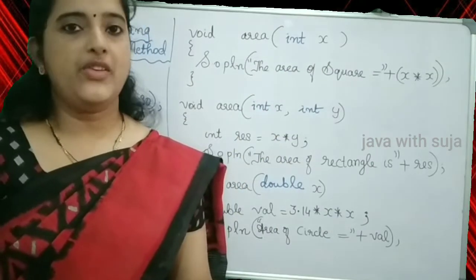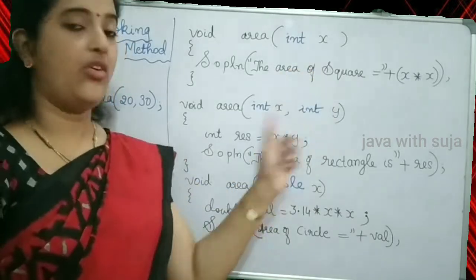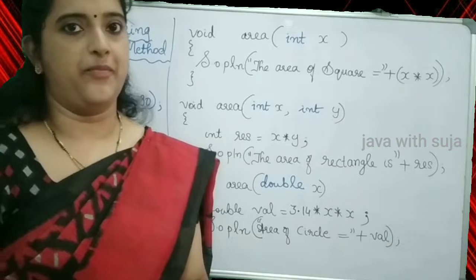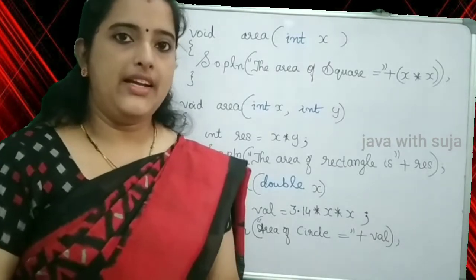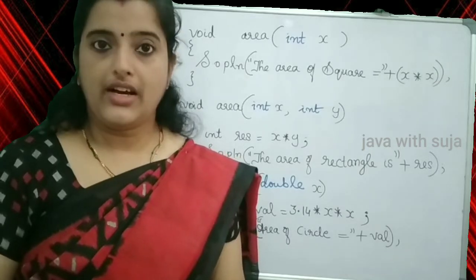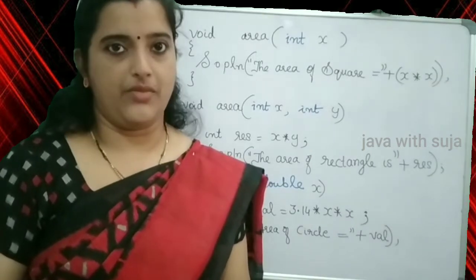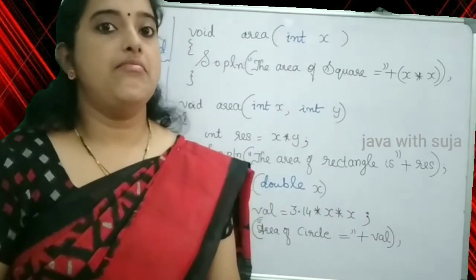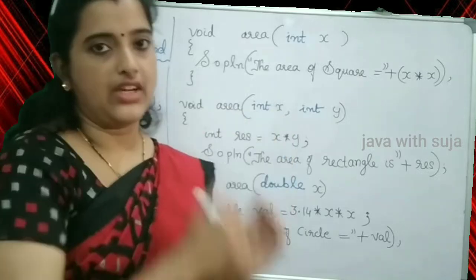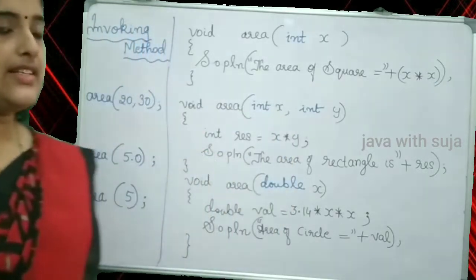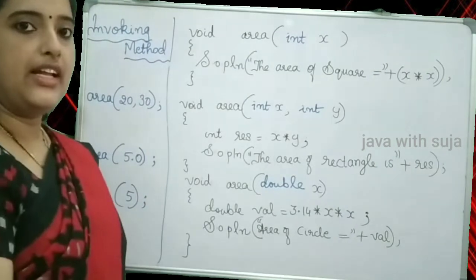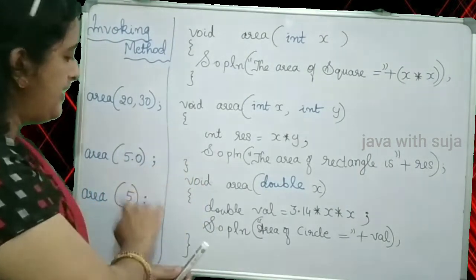Now, normally a question arises: how do we invoke or call these methods, as the method names are exactly the same? For the compiler, when a method is called, it will first of all check the number of arguments and the type of the arguments, and only then will a match be made between the function call and the function definition. So in this example, I have given three function calls. The compiler will check the number and the type of arguments.